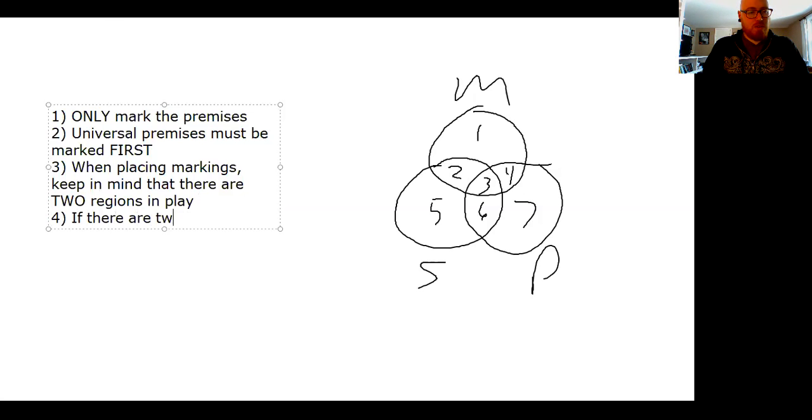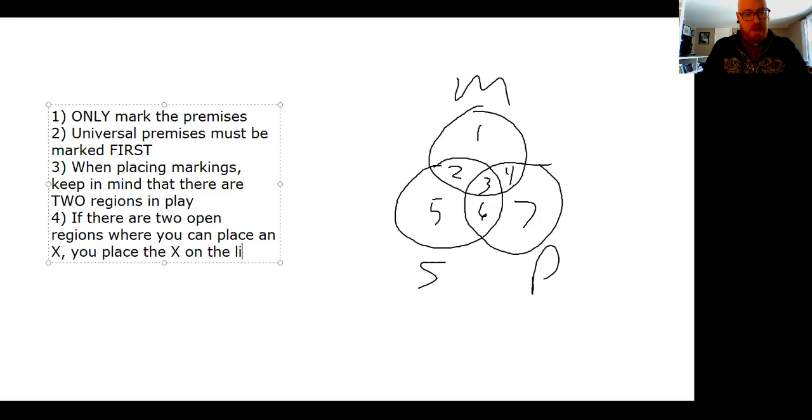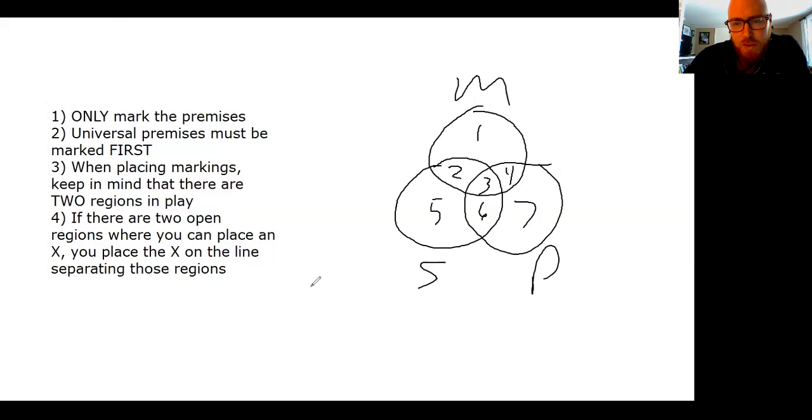If there are two open regions where you can place an X, you place the X on the line separating those regions. Okay? So in this example, suppose I give you that some S are M. There's at least one S which is an M, okay? Well, I've got two regions where there could be an S which is an M, right? Anything in region 2 is both an S and an M. Anything in region 3 is both an S and an M.